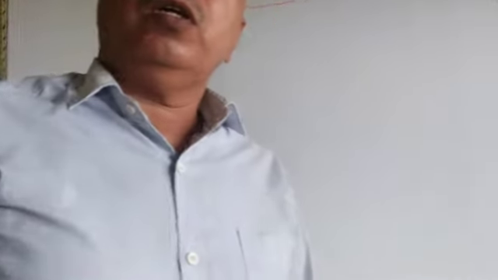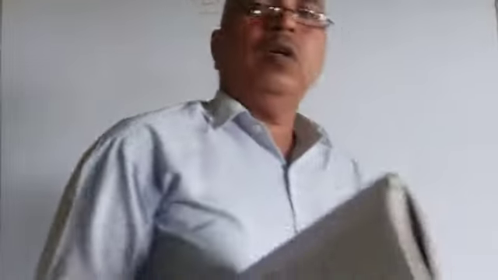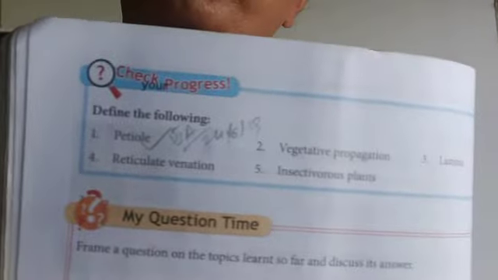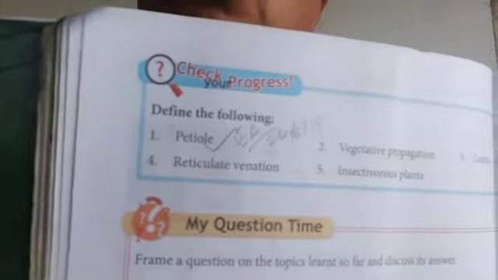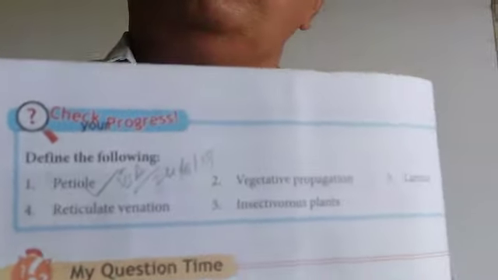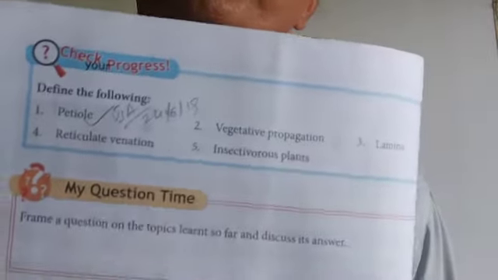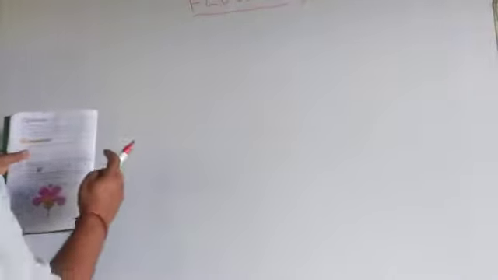Dear students, today we will talk about the exercises on page number 10 of your book. You see these exercises. You have check your progress. Check your progress. Define the following. You have to define the following terms. The first term is petiole.